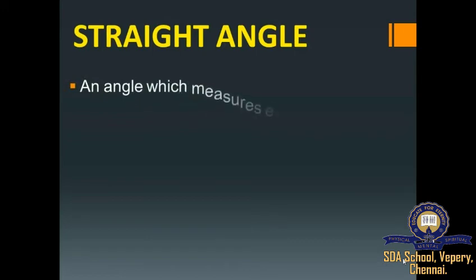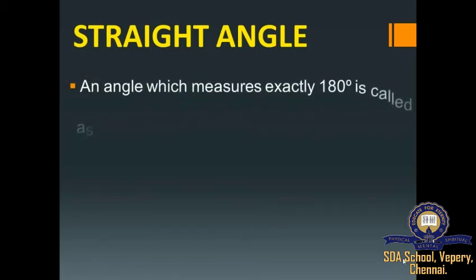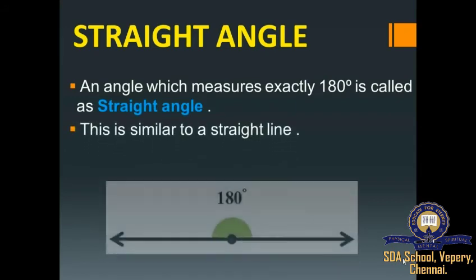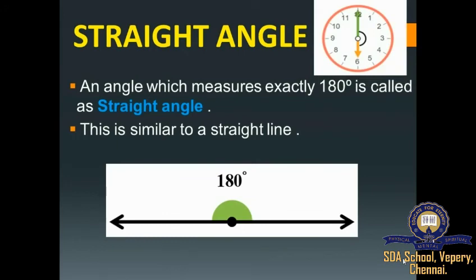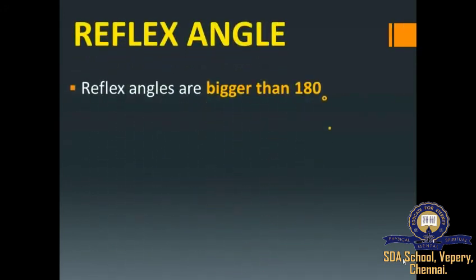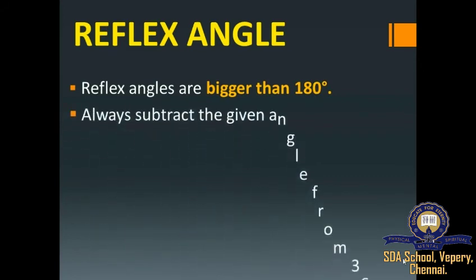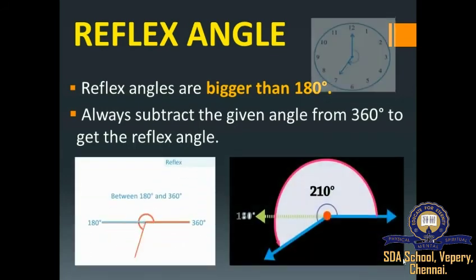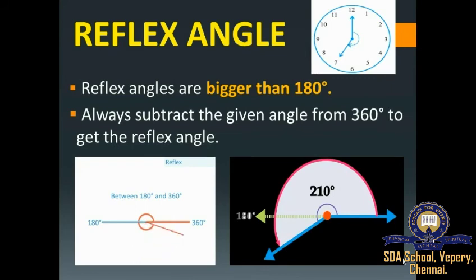And next we moved on to the straight angle. So an angle which measures exactly 180 degrees is said to be a straight angle. Okay, so this is similar to a straight line. And next we moved on to the reflex angle. So what are reflex angles? Reflex angles are bigger than 180 degrees. Okay, so you must always subtract the given angle from 360 degrees in order to get the reflex angle. Okay, so the reflex angle measure ranges from 180 degrees to 360 degrees.